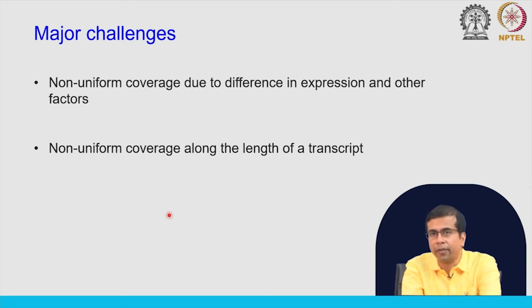Okay. So, there are a lot of different types of biases that we will discuss in the subsequent classes. So, this is a major challenge again.